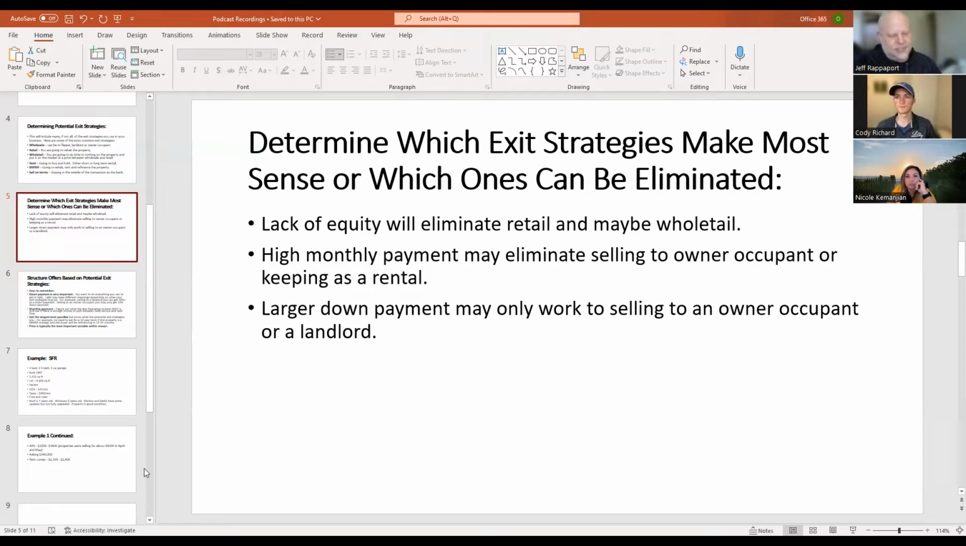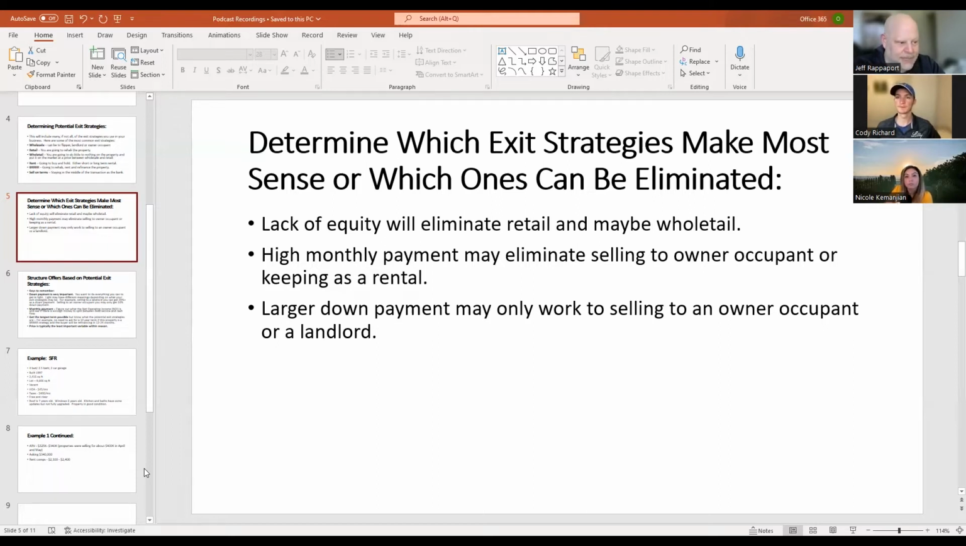So what I like to do is just start eliminating the ones that won't work, right? And the ones that are really simple are, hey, there's not enough equity, so we're basically eliminating retailing it. We may eliminate wholetailing it, and we may eliminate wholesaling it if we're just talking about a particular price. So if someone owed 250, their property is worth 300 and it needs, let's say, $40,000 in work. There's not enough room, right? So we can basically eliminate all of those right off the bat.